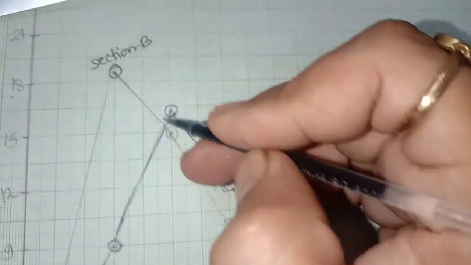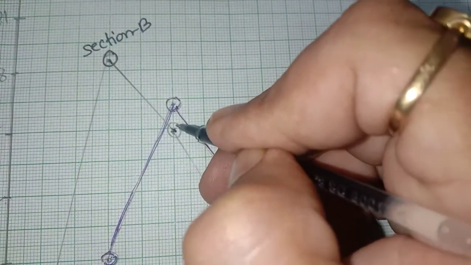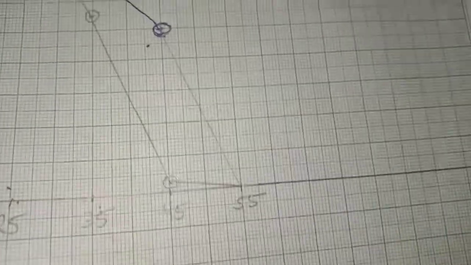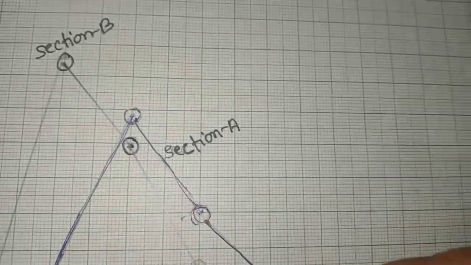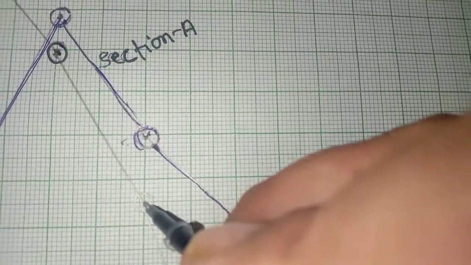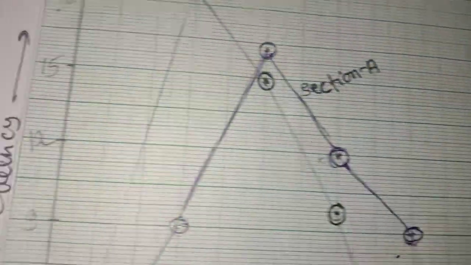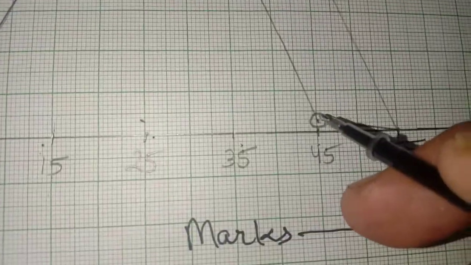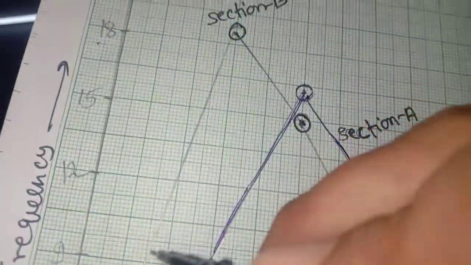Then the next one, for 25 it is 15. And then for 35 it is 10. For 35 it is given as 10. So 10 will be somewhere here between 9 and 12. And for 45 it is 1. Take 1 here. So do one thing, you have to construct again.